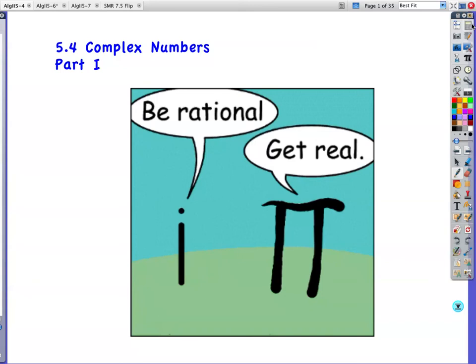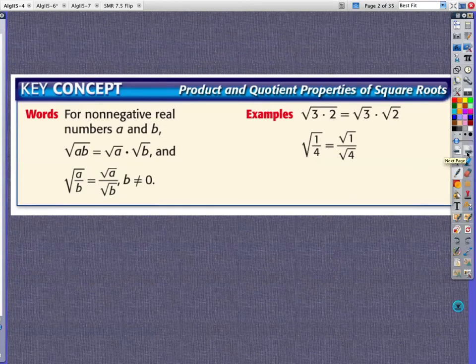This is one of those jokes that's really funny to mathematicians. The irrational number, because that's what pi is, irrational, is saying to the imaginary number, hey, get real, because he's a non-real number. And the non-real number is telling the irrational number, hey, be rational. Okay, anyway, here we go.